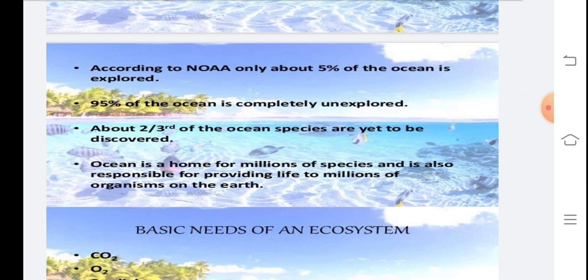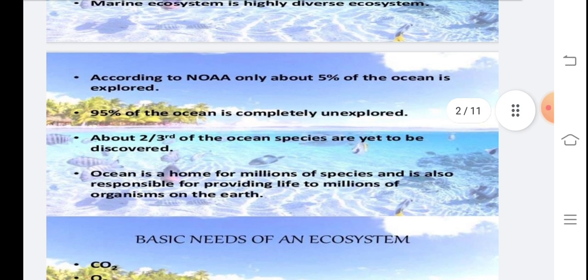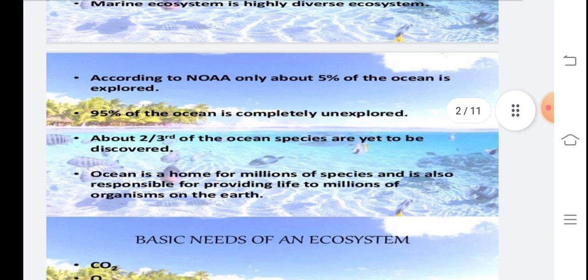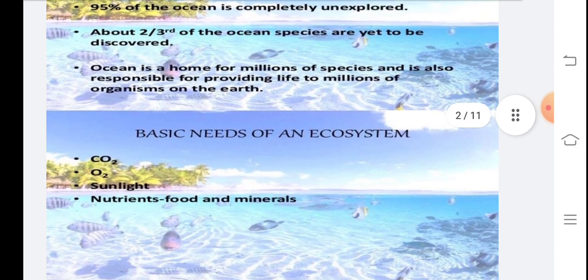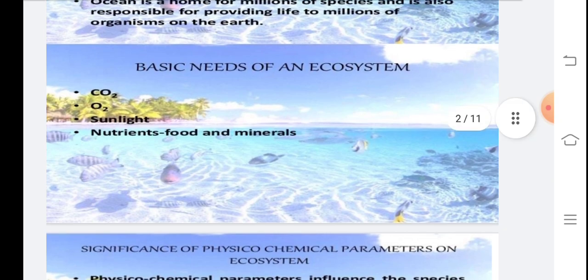According to NOAA, only about 5% of the ocean is explored up till now. I think you know there is the Atlantic Ocean, Pacific Ocean, these are very deep oceans. About 4000 meters or more, where 1000 meters means 1 kilometer. So like this, there is the depth of the ocean. About two-thirds of the ocean species are yet to be discovered, and 95% of the ocean is totally unexplored. The basic needs of an ecosystem are O2, CO2, sunlight, and nutrients, food and minerals.